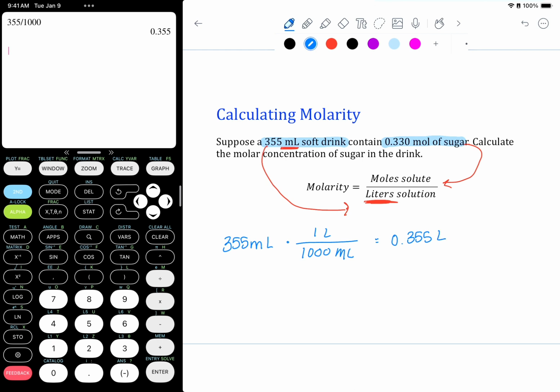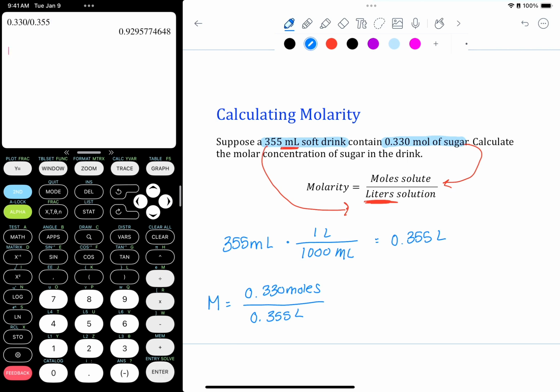Once we've done that conversion, we can now plug in our values in the correct units to solve for molarity. So molarity, again, capital M, is moles of solute, which is our 0.330 moles of sugar, divided by the 0.355 liters of our total soft drink solution. So, to solve for molarity, we get 0.330 divided by 0.355.